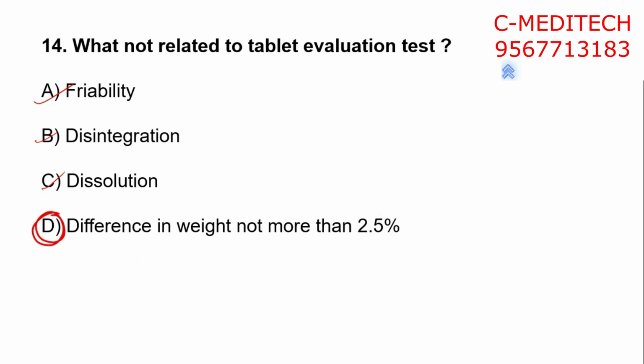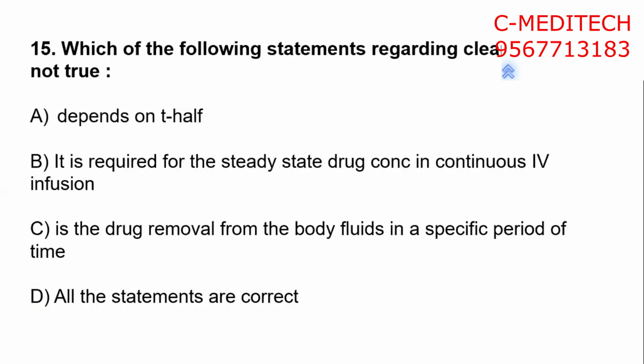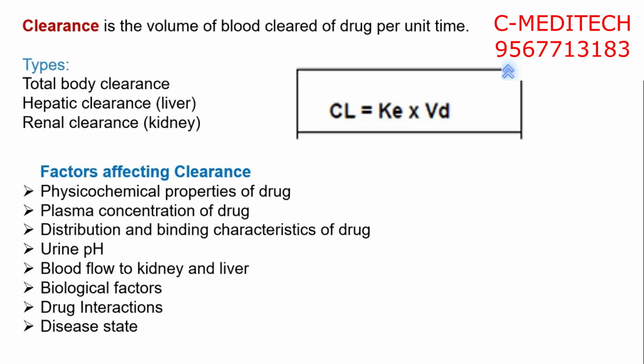Okay. So now coming to question number 15. Which of the following statements regarding clearance is not true? So we have to know what clearance is, right? Clearance is the volume of blood cleared of drug per unit time. So we have three types of clearance. Total body clearance, hepatic clearance, that is by the liver, which is the volume of blood cleared of drug per unit time by the liver, and renal clearance is the clearance that is done by the kidney.